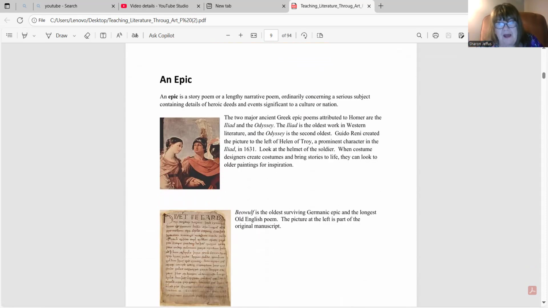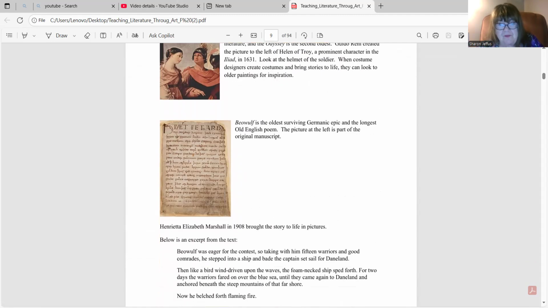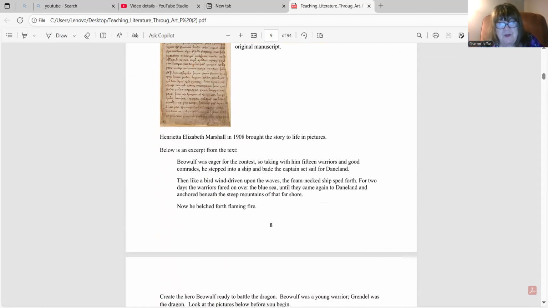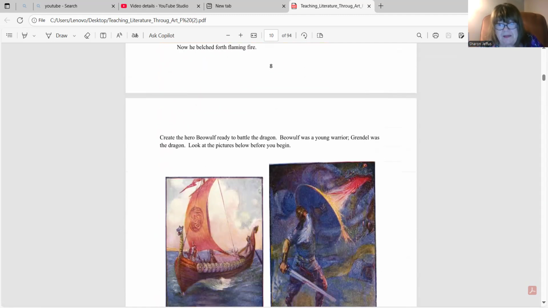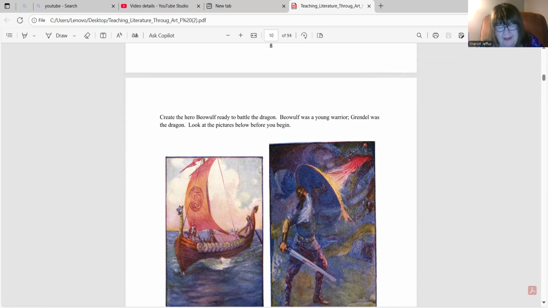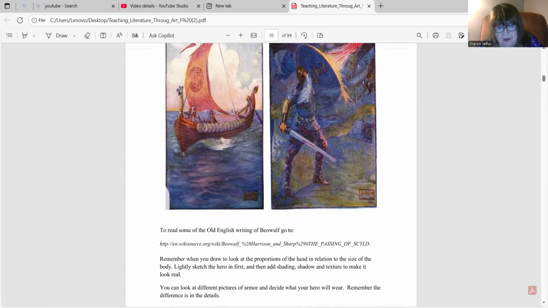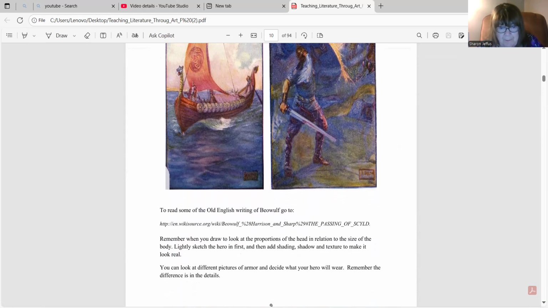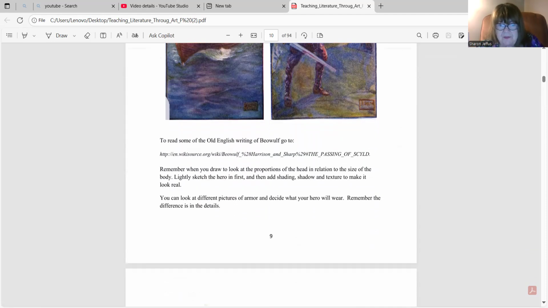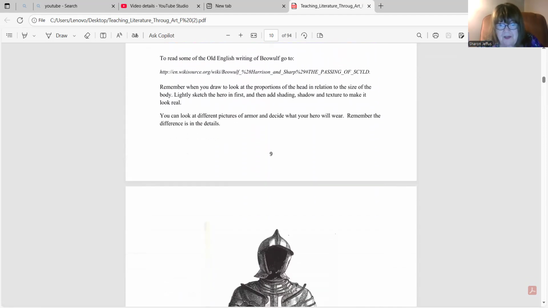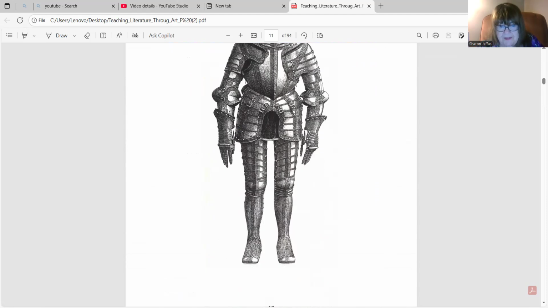I'm going over this very quickly because I know that most of you are very busy. An epic: we have the Iliad and the Odyssey and Beowulf, and this talks about literature and people bringing these to life in pictures. The hero Beowulf, and Grendel was the dragon. And you look at the pictures that the artist developed to tell the story. So if you have a student that loves art and loves writing together, you can cover great masterworks in literature and do a little bit of art to go with it.